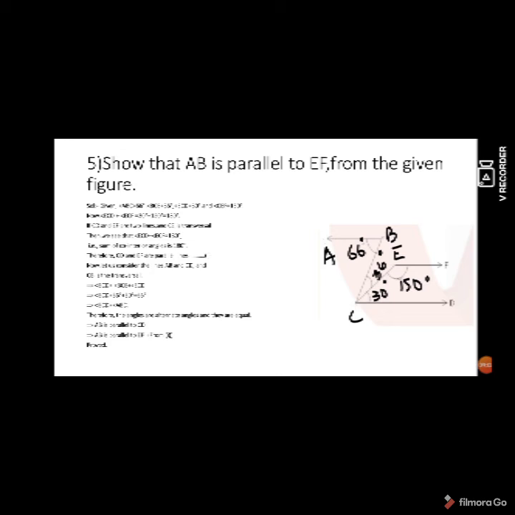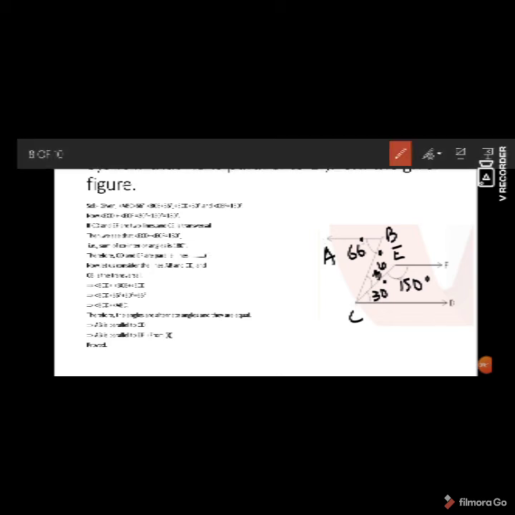The last question is, we have to show that AB is parallel to EF. So from the given figure we can locate that angle ABC is 66 degrees, angle BCE is 36 degrees, angle ECD is 30 degrees, and angle CEF is 150 degrees. So all the given we have written down.